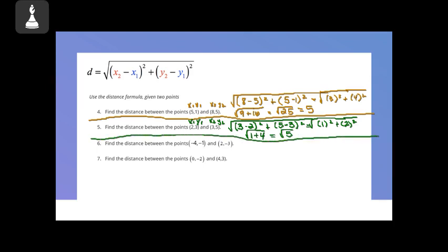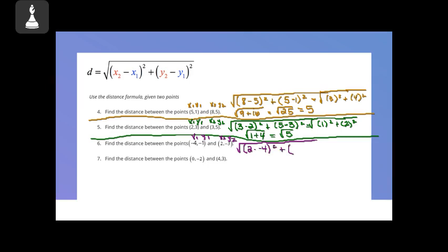Next, we want to find the distance between (-4, -1) and (2, -3). Again, x1, y1, x2, y2, and we're just going to plug into our formula. So x2 minus x1, 2 minus -4, we will square that. y2 minus y1, -3 minus -1 quantity squared.